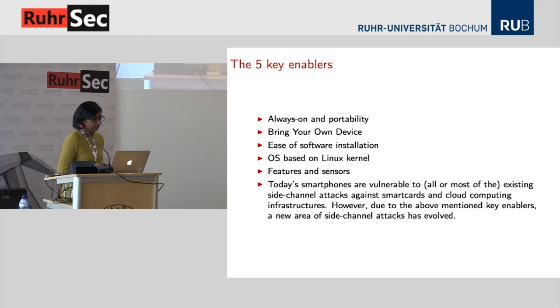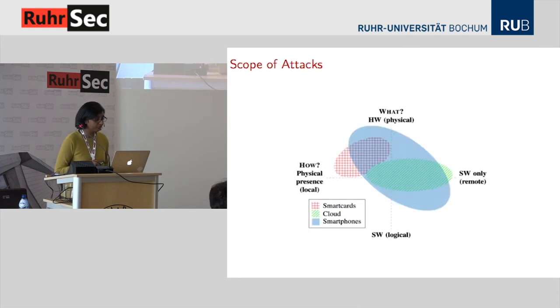So here, what we found is smartphones are essentially vulnerable to, if not all, attacks that exist in the smart card and cloud computing environments. And this is mostly enabled by the 5 key enablers that I mentioned before. Before I move on to the categorization system that we proposed, I'm just going to fill in another gap here, which is to show you to what extent smartphones overlap with smart card and cloud side-channel attacks.